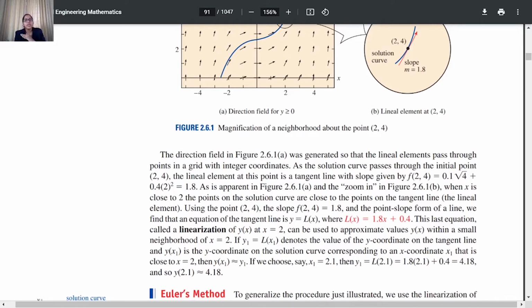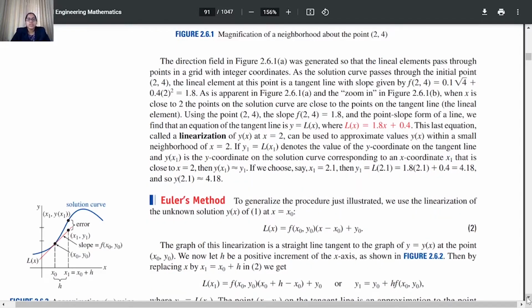That is, we'll be using tangent lines; the linear elements will form the tangent line, and with the help of the point slope form, which is an initial value problem, so we know a point, we'll be able to find the linearization. The same concept is used for Euler's method also. In Euler's method, we use a linearization of the unknown solution y of x at the point x equal to x dot. So instead of y, we are writing L of x.